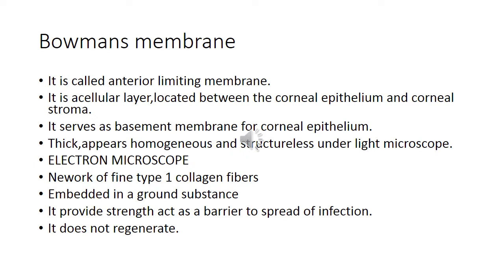Now, under the light microscope it appears a little bit thick, but under the electron microscope it consists of a network of fine type 1 collagen fibers embedded in the ground substance. It not only provides strength, but also acts as a barrier to the spread of infection. However, one property of this membrane is that it does not regenerate, and therefore any damage to it leads to the formation of an opaque scar, which will obviously impair vision.